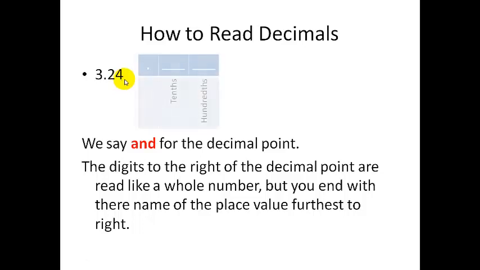So here's a place value chart. The 2 is in the tenths and the 4 is in the hundredths. So this number is going to end with the word hundredths. And notice I'm putting that TH at the end of it. So this is 3 and 24 hundredths. And again, we do the same thing here. Here my whole number is 45 and my decimal part is 6 and it only goes to the tenths place. So that number is 45 and 6/10.